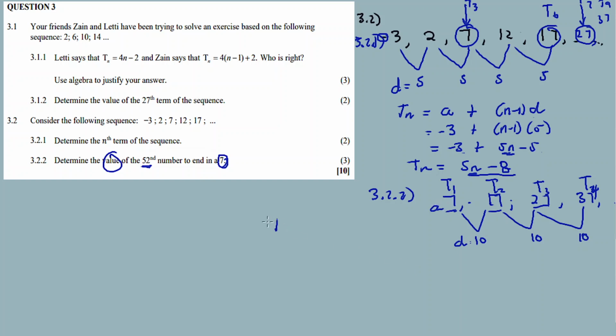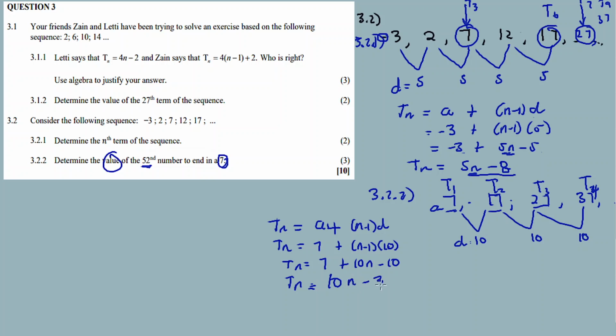Then I say Tn is a plus n minus 1 times d. What's the value for a? 7 plus n minus 1. What's the value for d? 10. Tn, so it's 7 plus 10n minus 10. Tn is equal to 10n minus 3. Therefore which term do we want? We want the 52nd number, meaning we want T52.